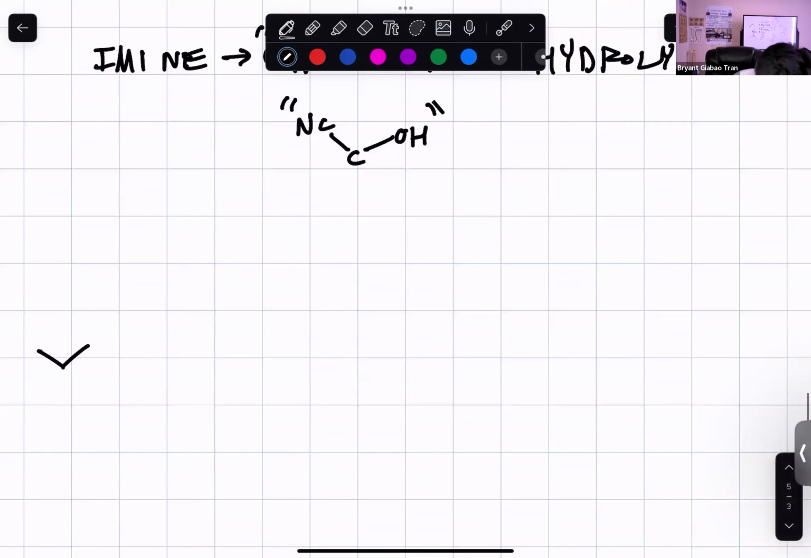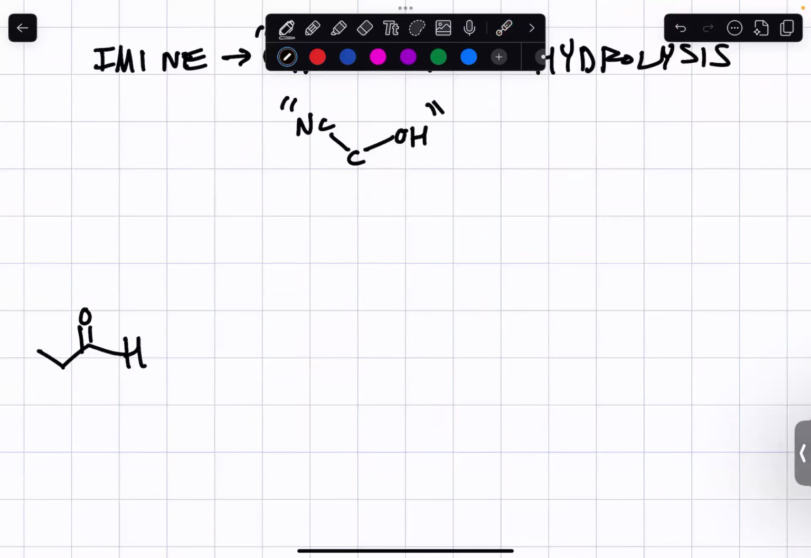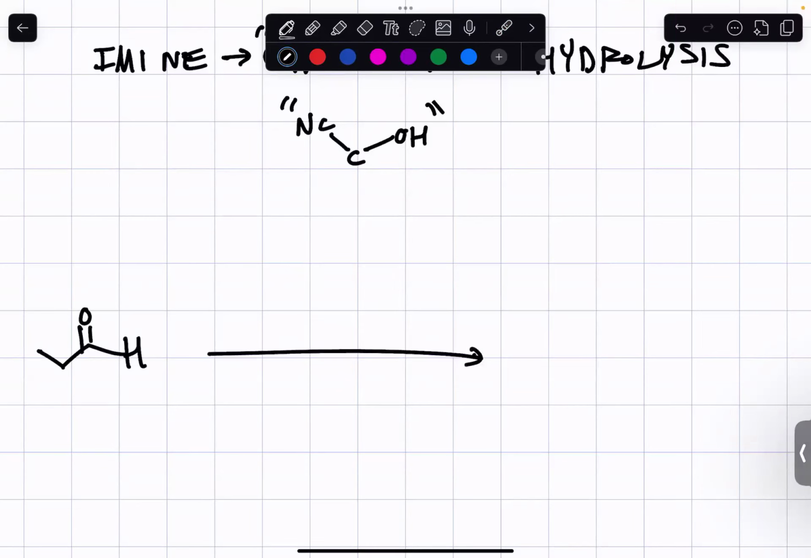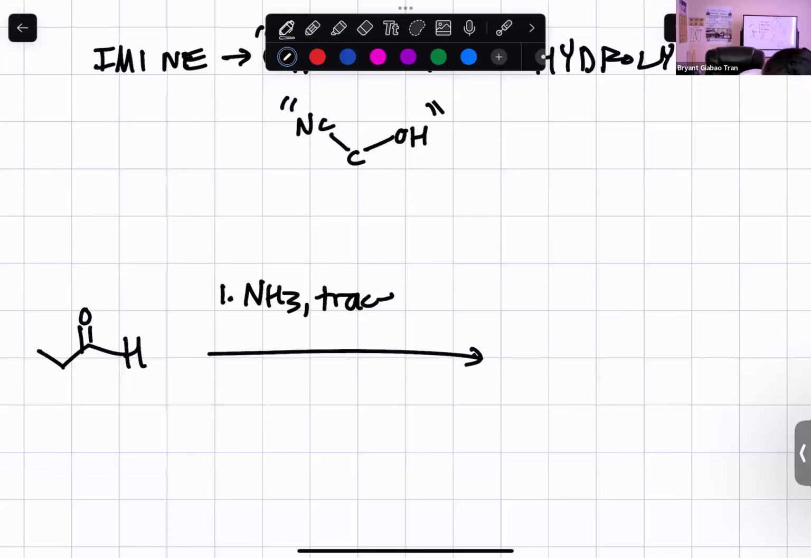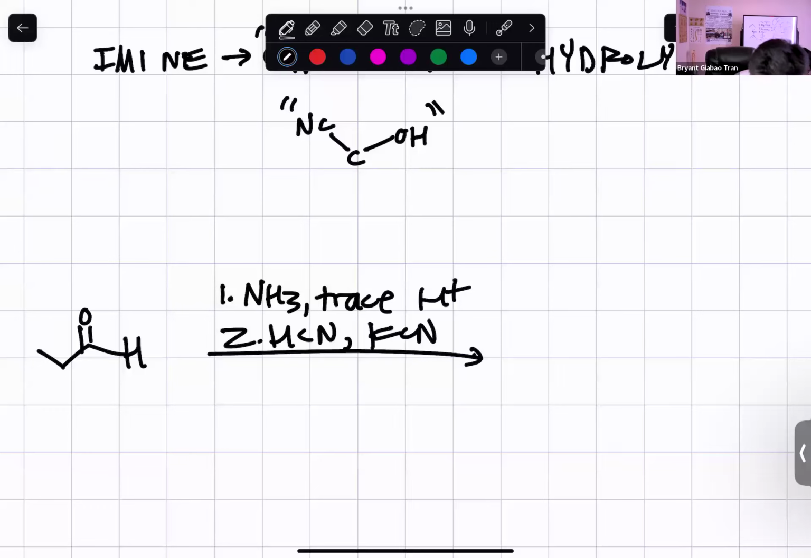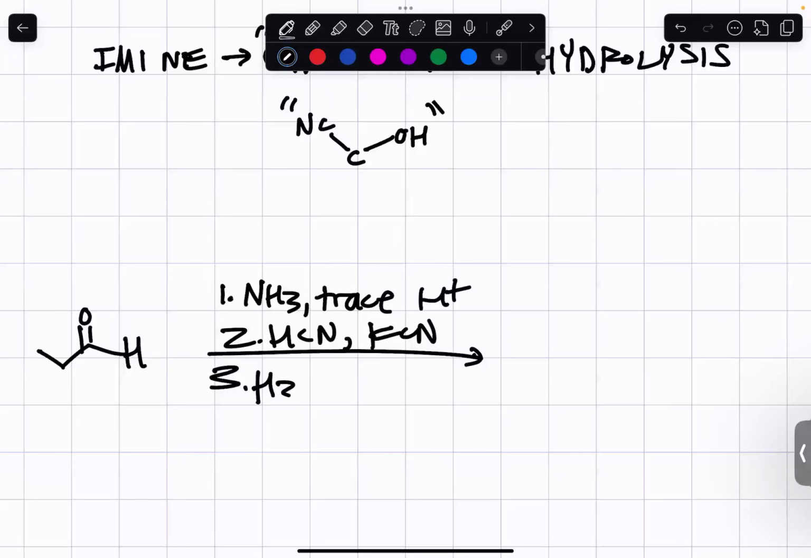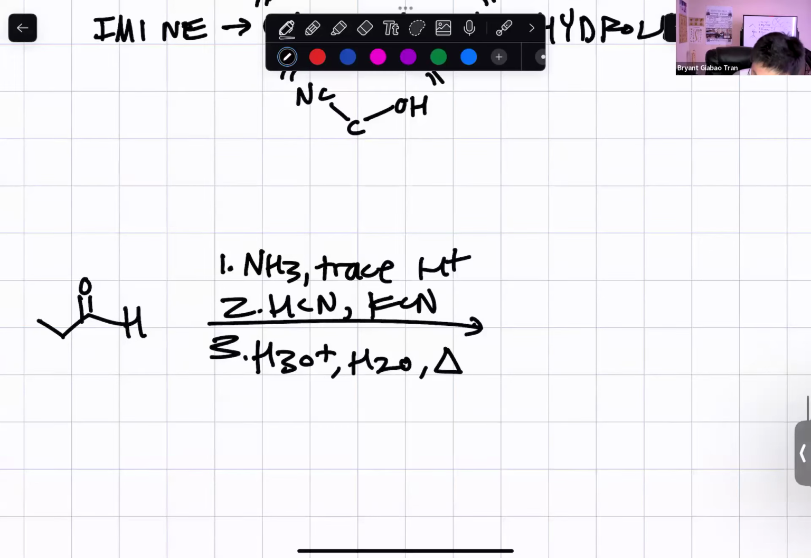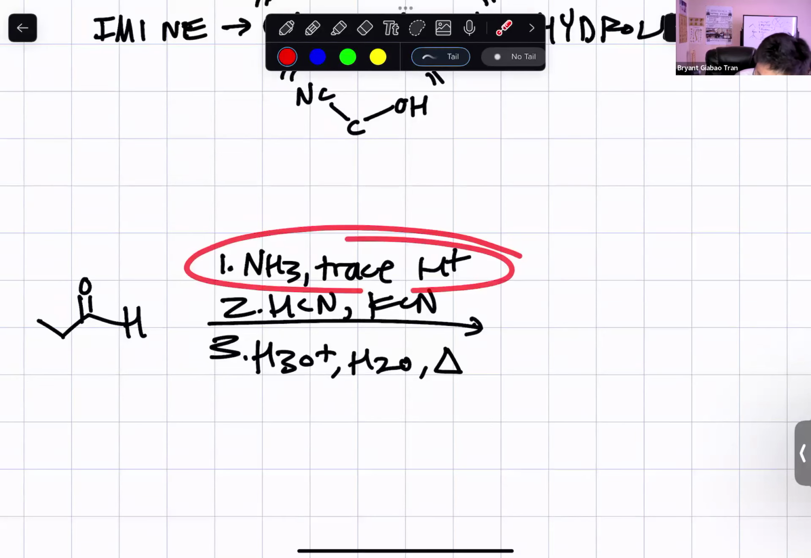Let's say we have this aldehyde right here, and I react it with 3 reagents, 3 steps. First step, ammonia and trace acid. Second step, HCN. You can see KCN as well, but I think HCN is just needed. And then third step, H3O plus, water, and heat. What would you expect as the first reaction to this aldehyde here?